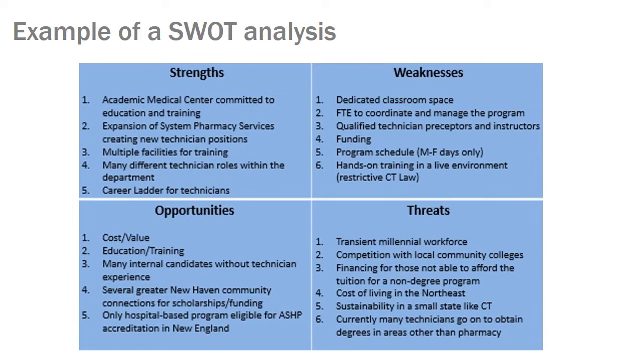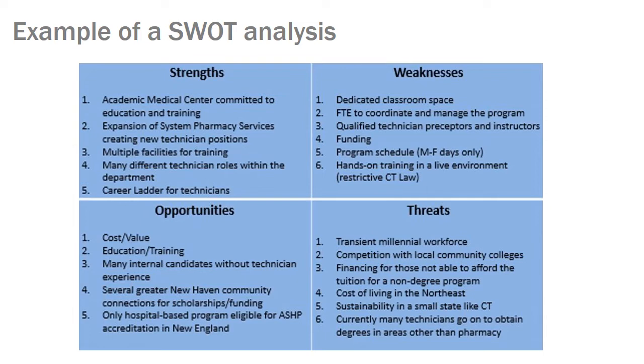For weaknesses, the hospital struggled to find dedicated classroom space, which is not always easy to find in a hospital. This could be written as a goal in the strategic plan. Additionally, the program needed an FTE to run the program as well as qualified technician preceptors and instructors for the program. Funding is needed to achieve all of the listed weaknesses. Therefore, adding these in the strategic plan can be a way to justify asking for more funding for these specific goals.